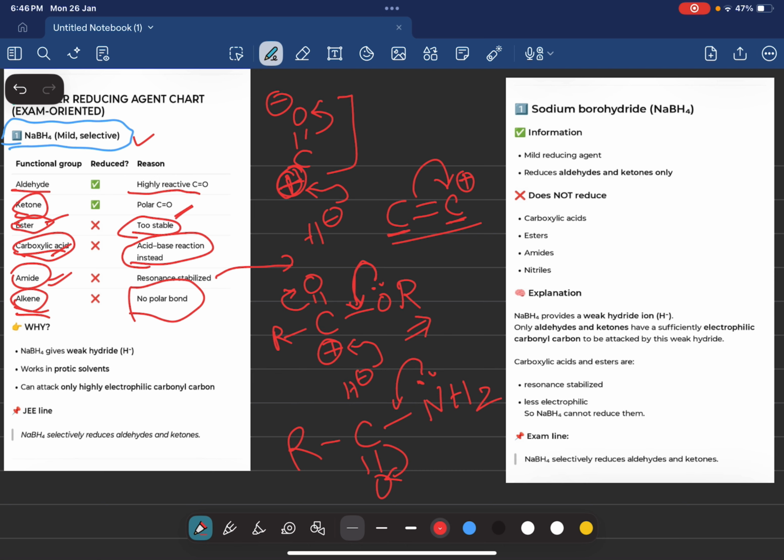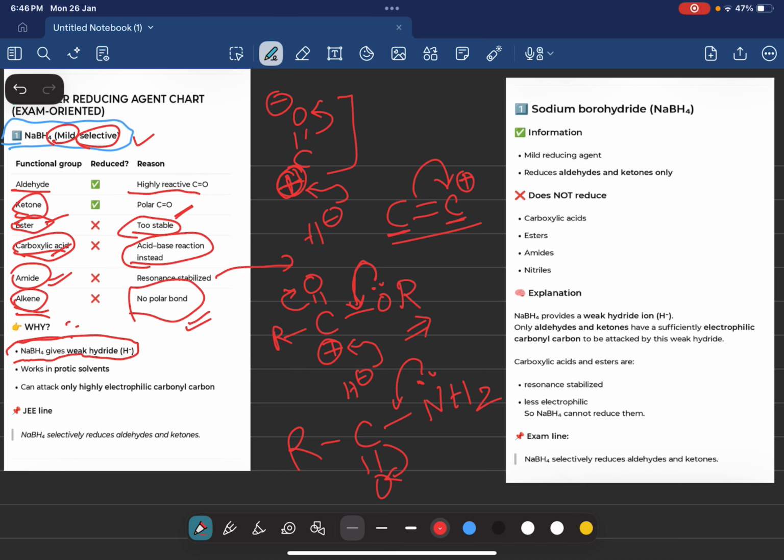So this bond will not break easily to make carbon plus. That's why non-polar bonds cannot be reduced with NaBH4, because NaBH4 cannot give H minus effectively, and it is a mild and selective reducing agent. So why is it like that? Same reasons that I explained. Just look at this.